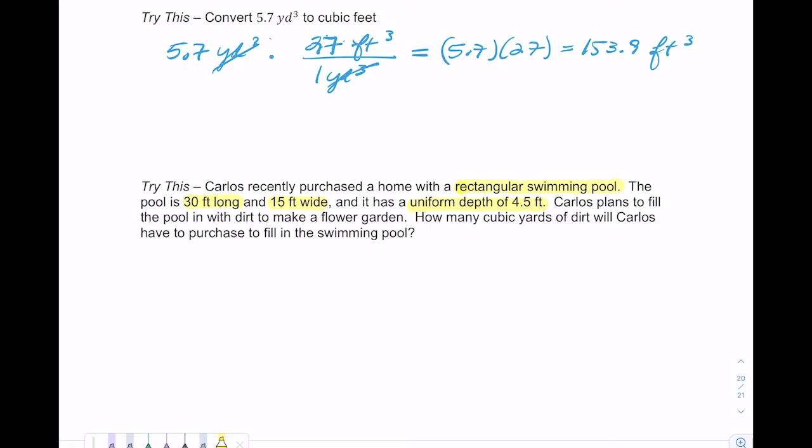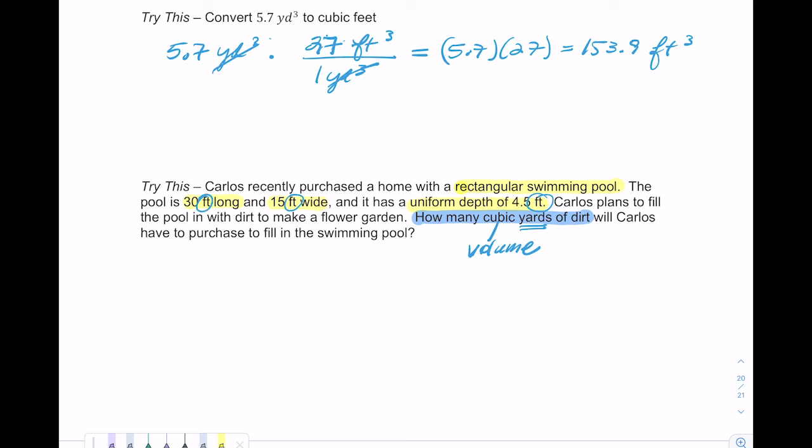Okay, Carlos wants to fill in the pool, so we know that's volume because we're filling in a three-dimensional figure. And the question says, how many cubic yards of dirt will Carlos have to purchase to fill in the swimming pool? So a couple things. We're looking for cubic yards, and your indication, when you see cubic yards, you know you're looking for volume. Just like if you see square yards, you're looking for area. Okay? The other thing that's important is this is in yards, but all of our dimensions are in feet. So we're going to have to convert in the end.